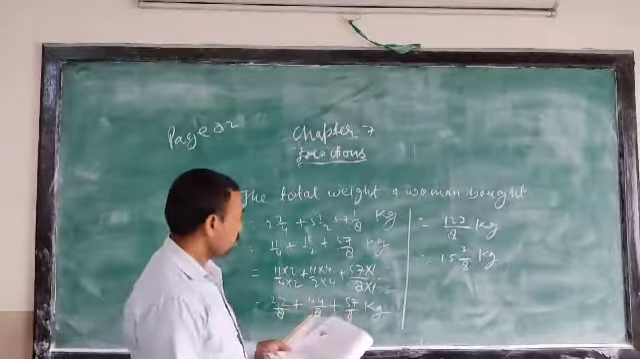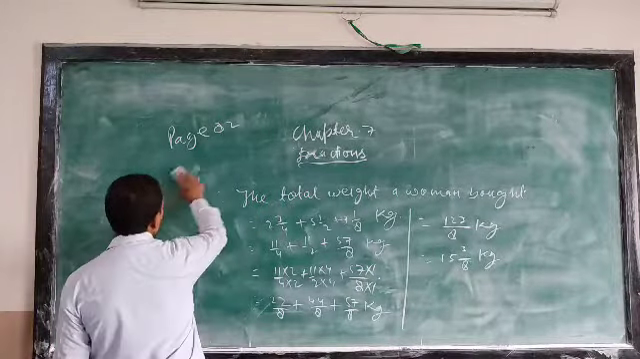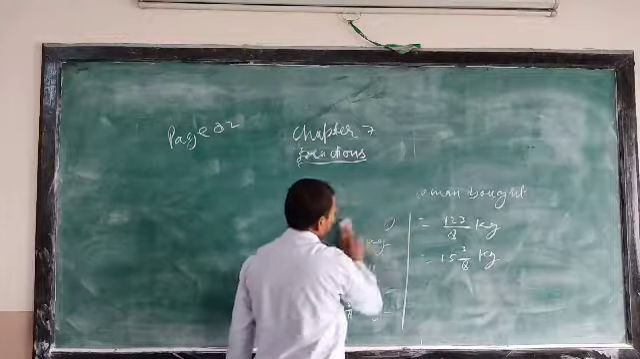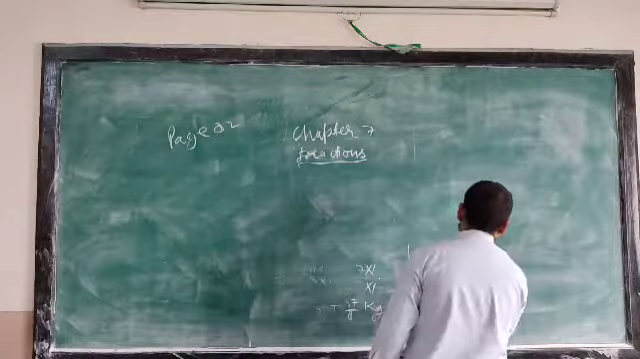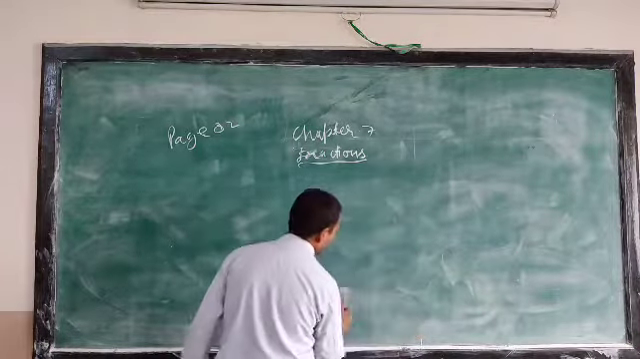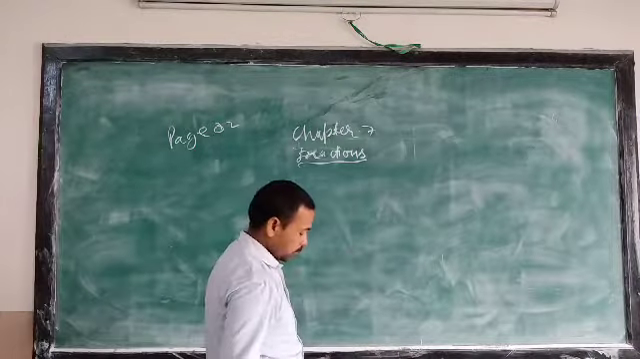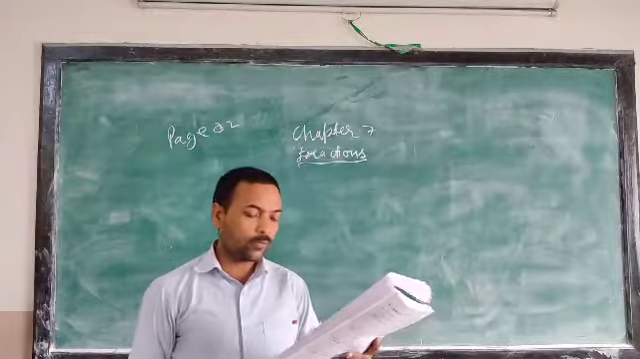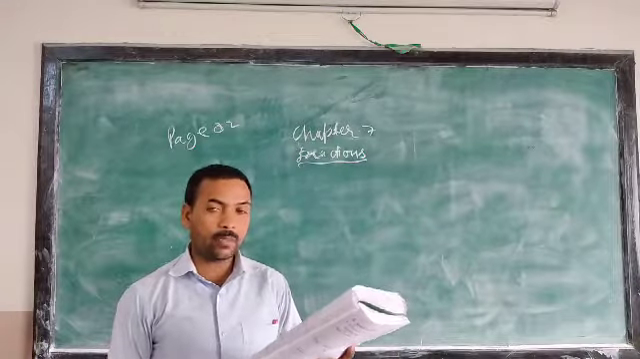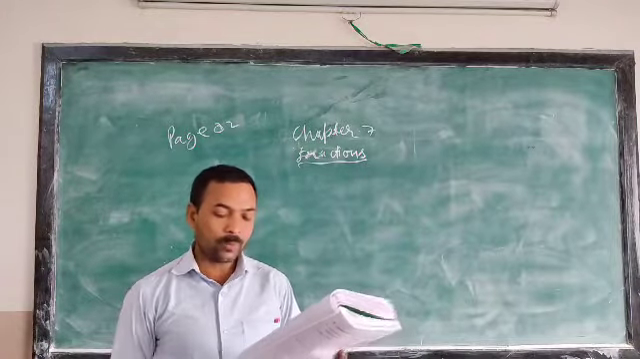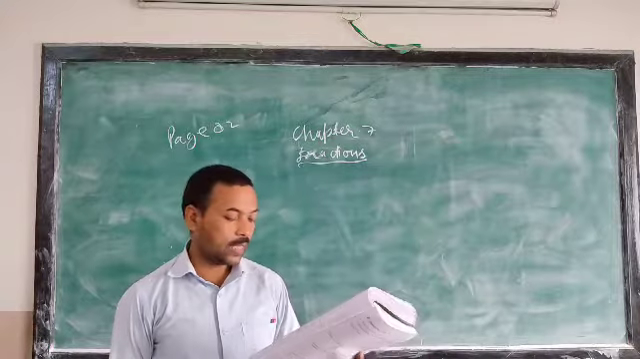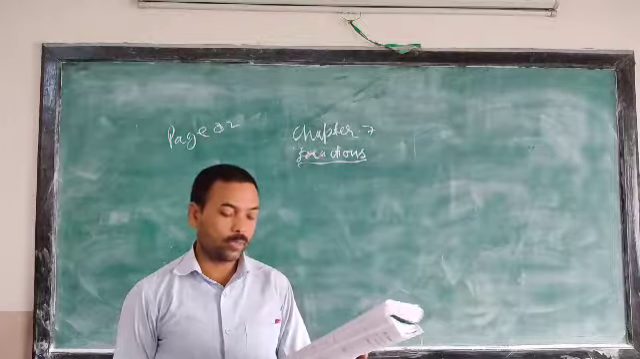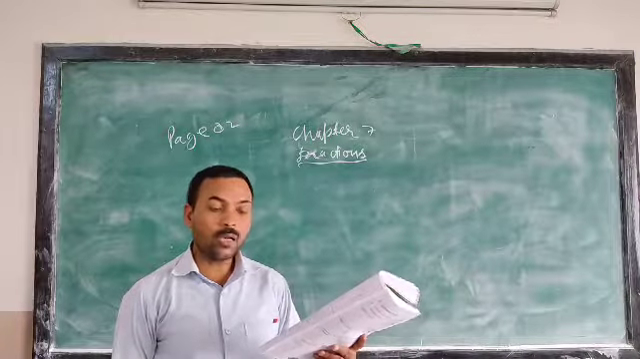And the last one of this problem solving. Last one, children, see: Anita bought 3 and 2 by 5 meters of green ribbon and 7 by 10 meters of red ribbon and joined them together to make a long ribbon. Find the total length of the ribbon.